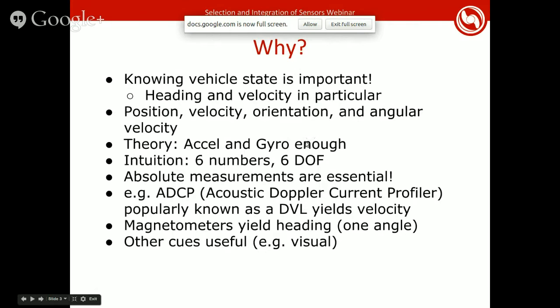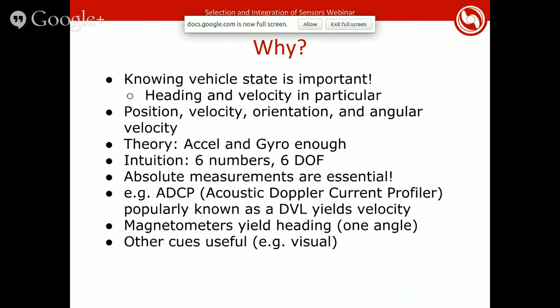Why is knowing your vehicle state, why are sensors important? Well, knowing your vehicle state is very important. In particular, your heading and velocity. If you know your heading and velocity, you can integrate the velocity with your heading to get position. And knowing your position is very important because it helps with localizing mission elements and knowing where to go next. So your vehicle state can be broken down into 4 things. Position, velocity, orientation, and angular velocity.